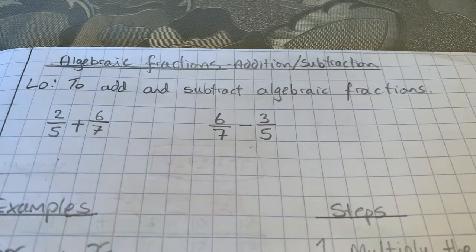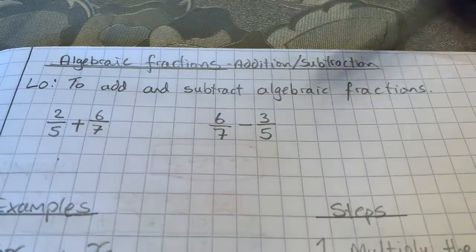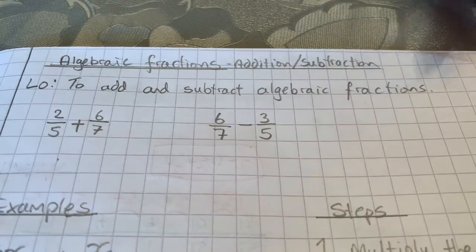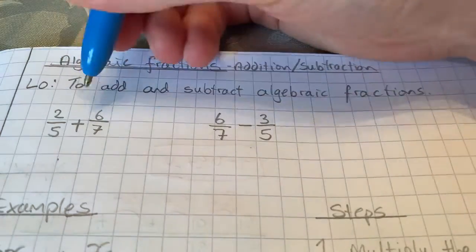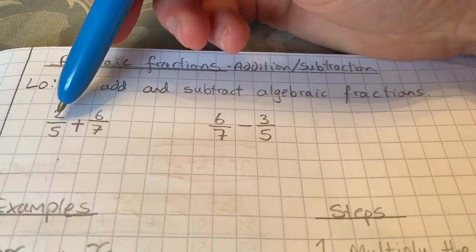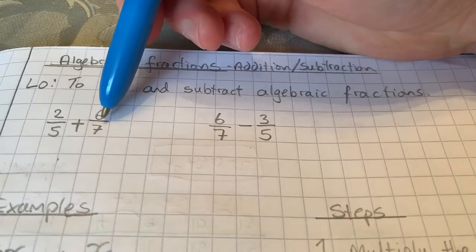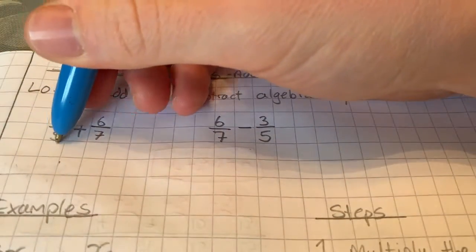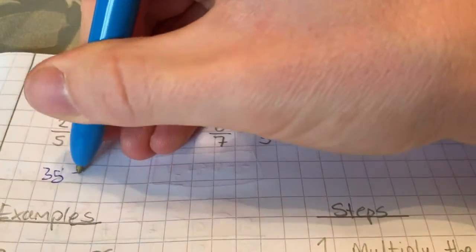This video is looking at algebraic fractions and adding and subtracting these. To do this, you just got to remember your rules of fractions and adding fractions. So I'm going to take this one here, 2/5 add 6/7. I'm going to do it through multiplying the bottoms together, so common denominator of 35.